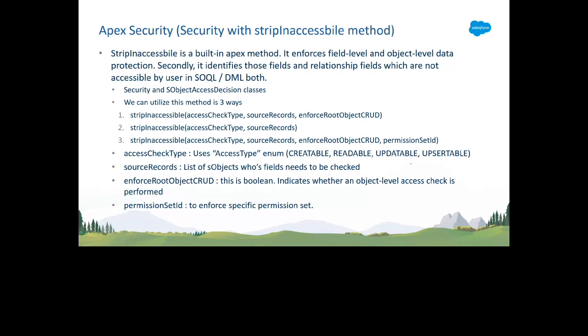This method is basically used for SOQL and DML both. So there are three ways to utilize this method. Actually, there are four parameters: one is the access check type, source records, enforce root object CRUD, and permission set ID.